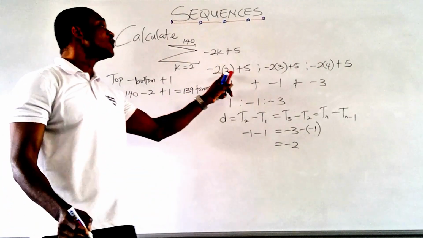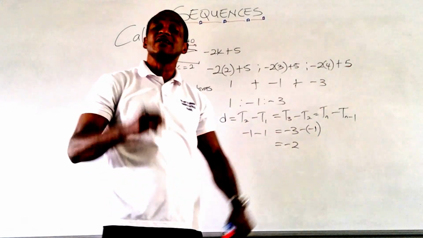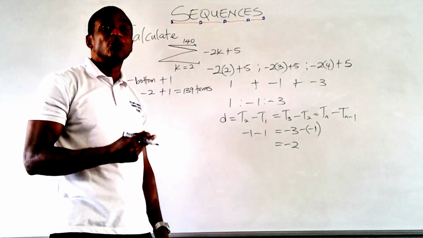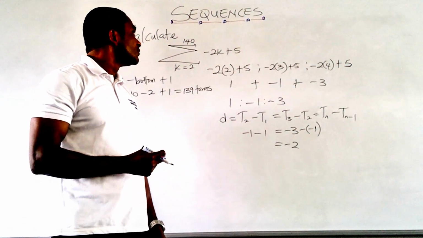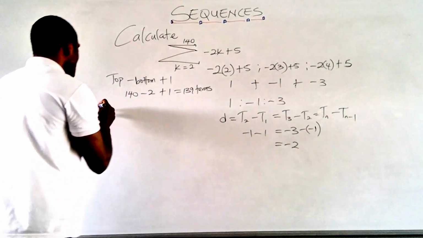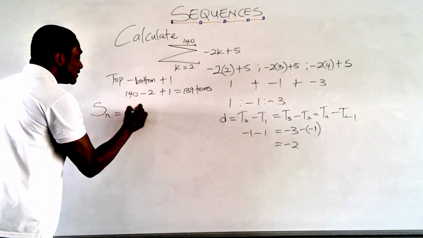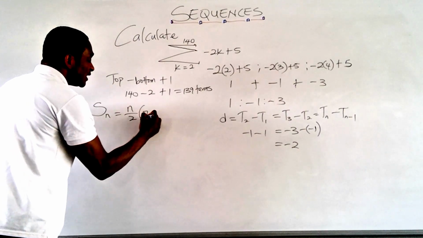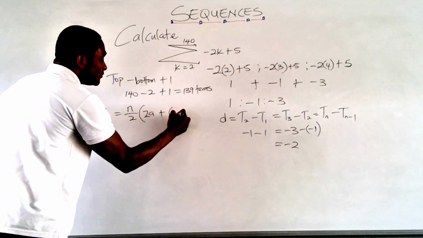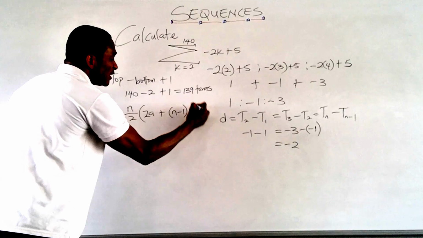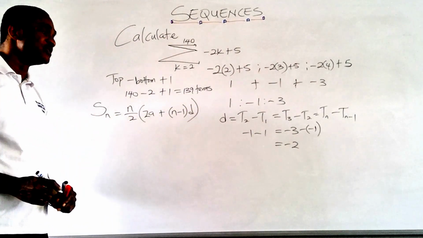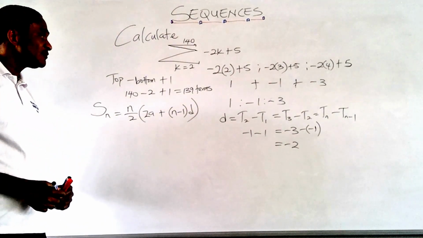That means we should have done this 139 times, and that will take a lot of time. But with the sum equation, we can do this without having to go through that pain. This formula will be given, so do not stress about memorizing it.